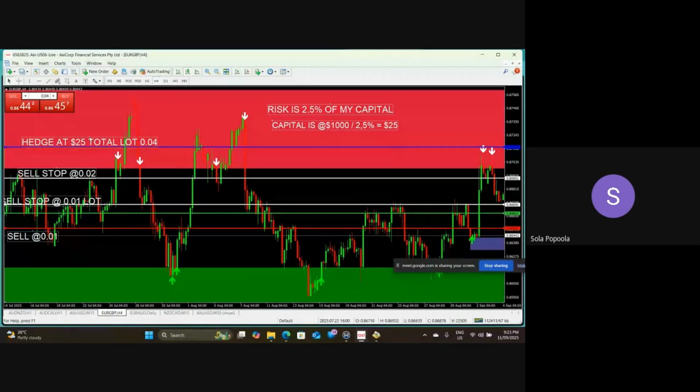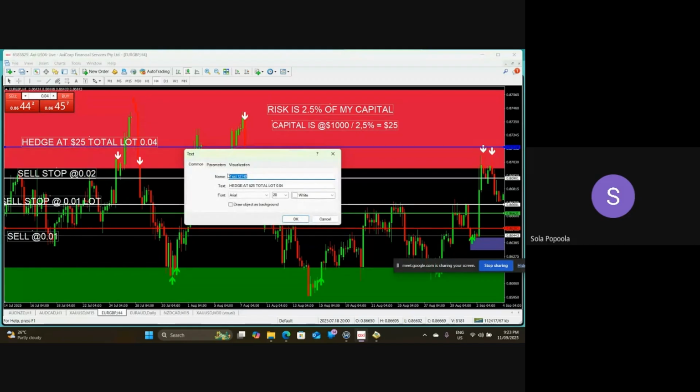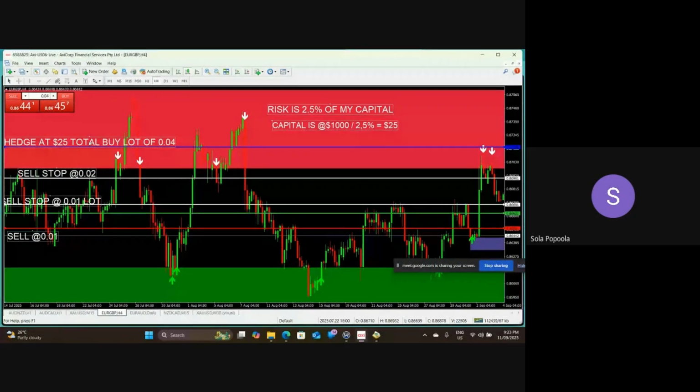So at this point, it is going to hedge and buy. I'm just trying to make it easy to follow, so I will call it the total buy lots of 0.04. I'm explaining this so that when you are watching it on your own, it will be easy to understand.